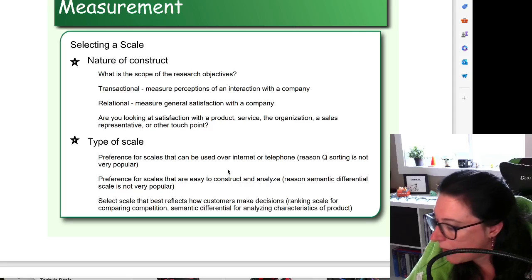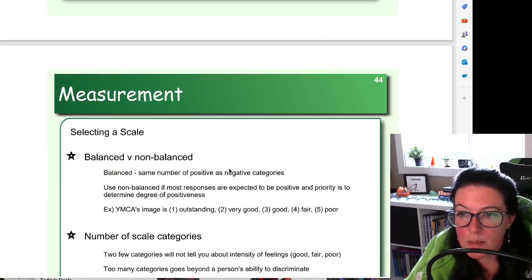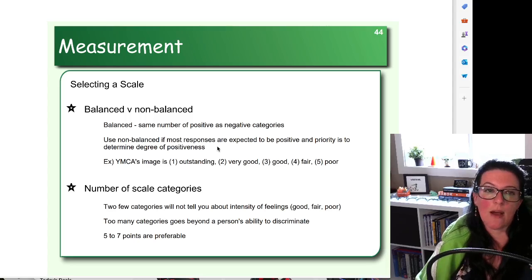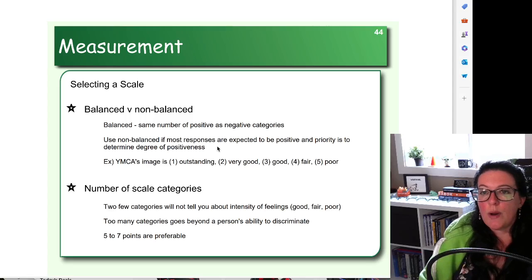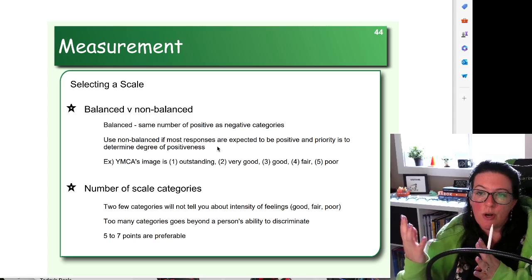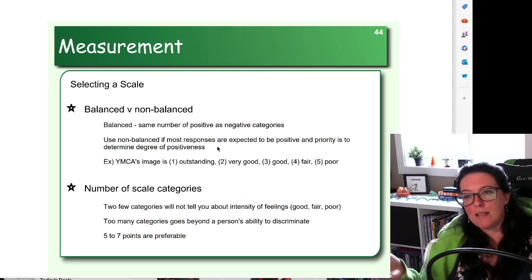All right, so we need to consider what we're going to do with this, the nature of the construct, the type of scale that's appropriate. Do we need them to compare two things? Then we need to, if we're going to do a scale, like a Likert scale or an itemized rating scale, is it going to be balanced or unbalanced? So if you think about a 5-point scale and neutral is in the middle, we got 2 good on one side and 2 negative on the other. That is a balanced scale.